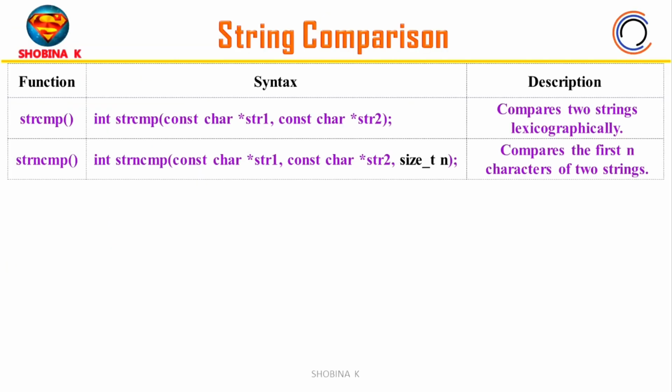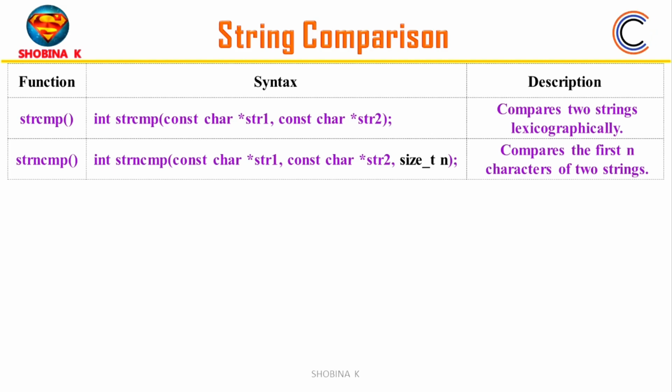Next, we have strncmp, and this function is similar to strcmp, but it allows you to specify the maximum number of characters to compare. Let's break down the syntax. Int is the return type of the function. It indicates strncmp returns an integer value. strncmp, which is the name of the function, stands for string compare no more than n characters. Const char asterisk str1, const char asterisk str2, size_t n. These are the parameters of the function.